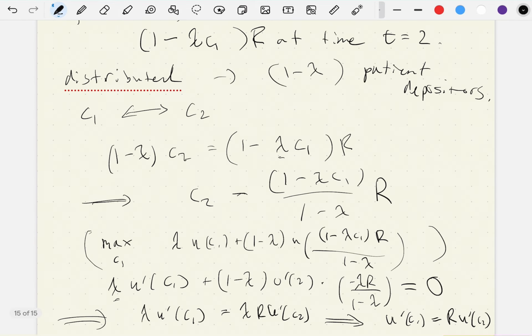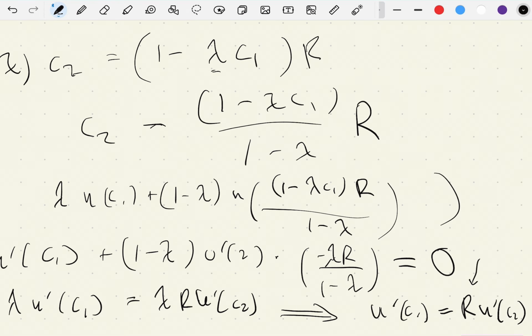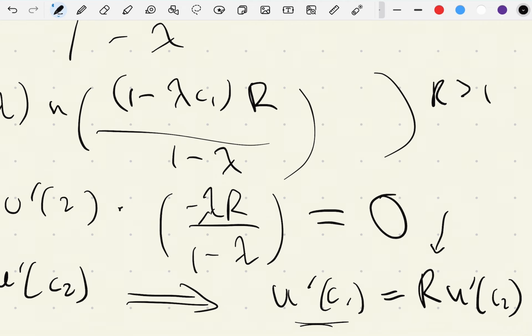Okay. Let's interpret all of this. This is a very interesting development, but it basically says that since we're constraining the return R to be greater than 1, this optimal contract will imply that u prime of C1, the derivative of the utility function at 1, should be greater than the derivative of the utility function with respect to 2.